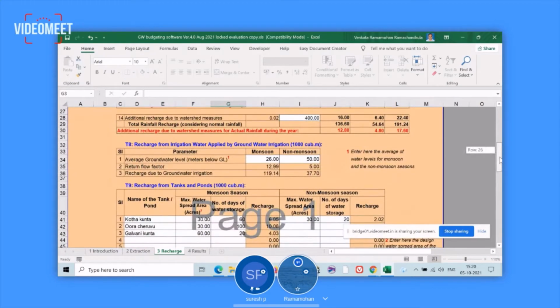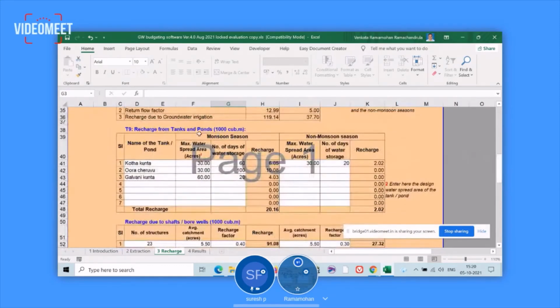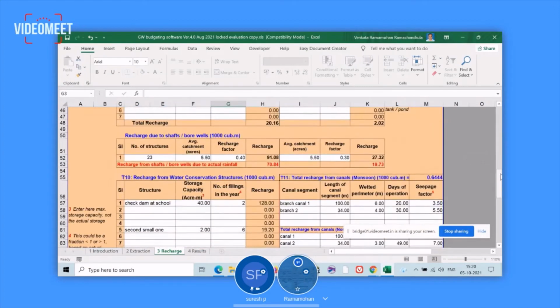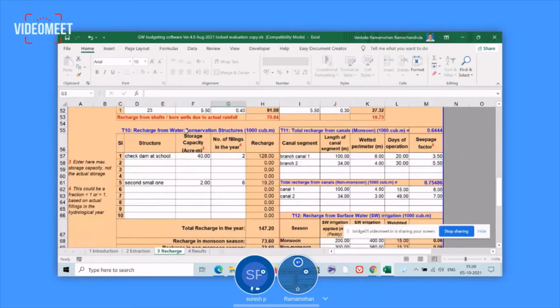Similarly, there are other tables. There is recharge from irrigation water, which is the return flow from the groundwater component. There is recharge from tanks and ponds. Then there is something new that I want to talk about: the recharge due to shafts and borewells. This particular feature is not there in the GEC, but we added it because many people are now constructing borewell recharge structures, so that provision is now included here. There is recharge from water conservation structures. There is recharge from canals, the canal seepage component that we already discussed.